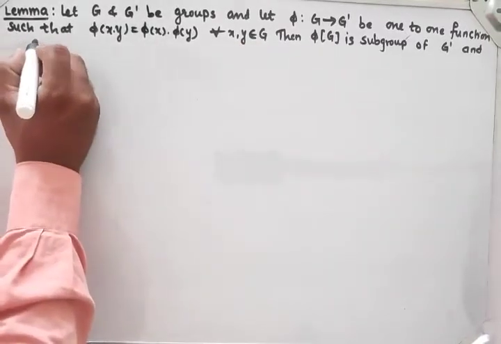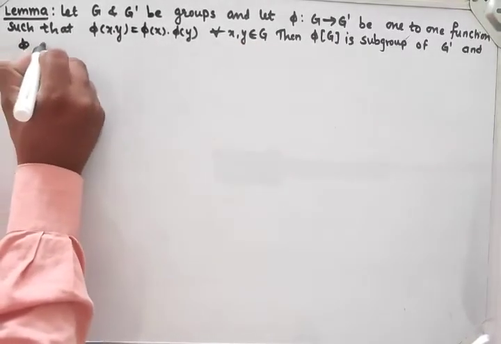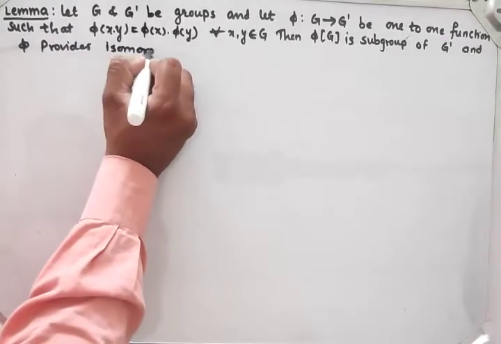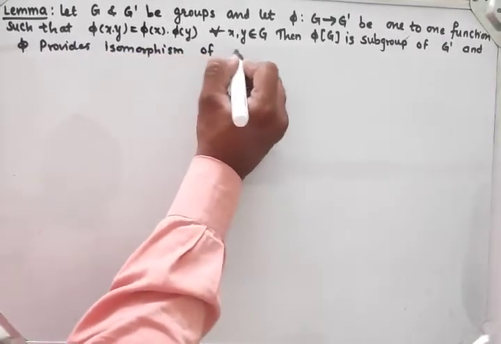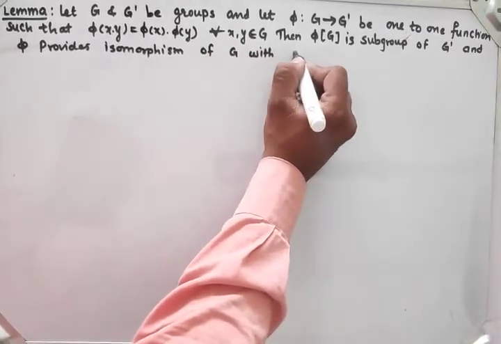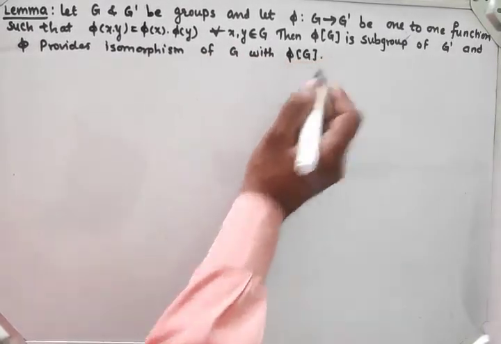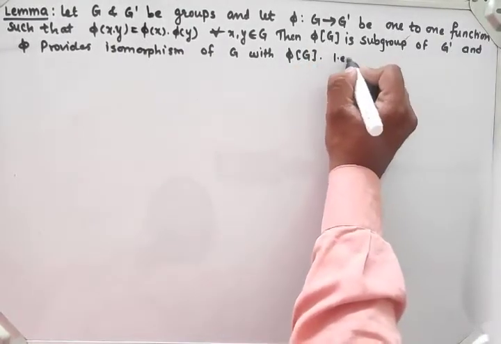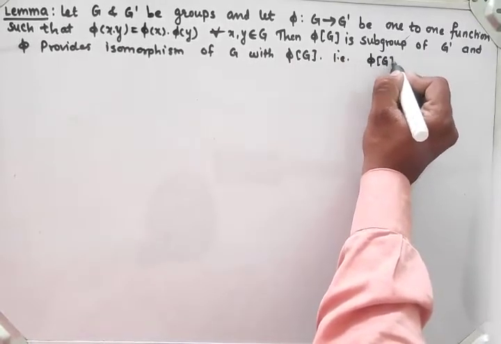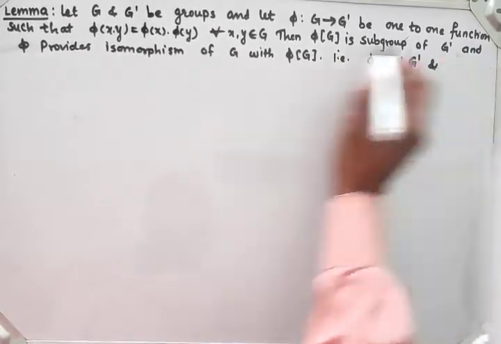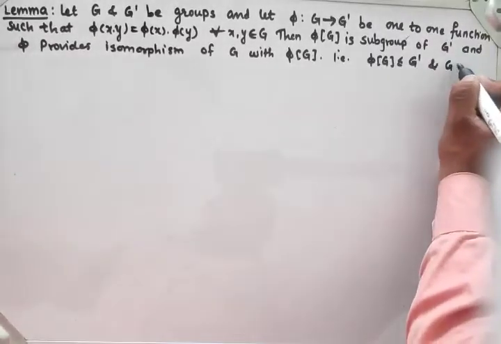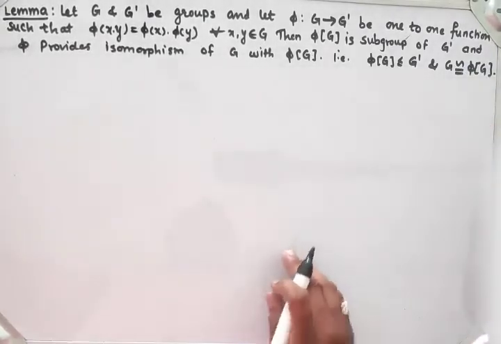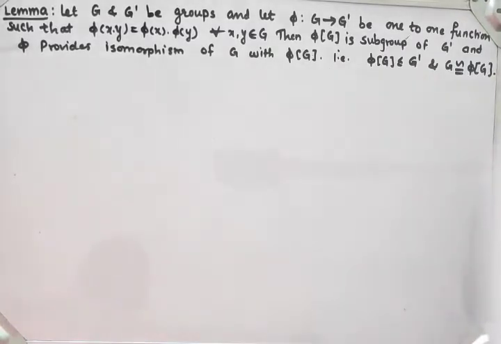of G with phi of G. Means what we have to show is that phi of G is a subgroup of G dash, and second, phi provides an isomorphism, which means G is isomorphic to phi of G. So we have to prove these two things. So first show that phi of G is a subgroup of G dash.